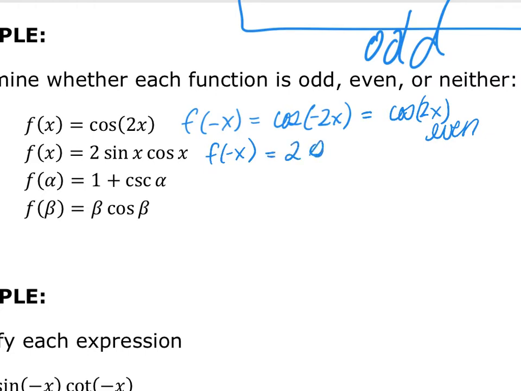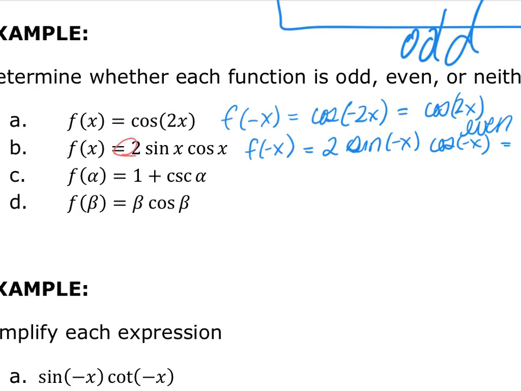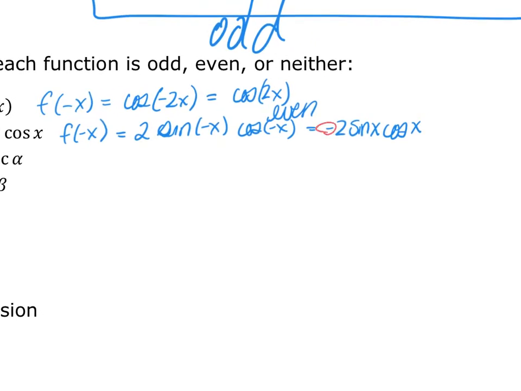Okay. The next one, again, I'm going to put in a negative x, and so I have 2, the sine of negative x, the cosine of negative x. Sine is an odd function, so that negative is actually going to come out as a multiplier. So it's going to be 2 times negative 1, so just negative 2, the sine x, and the cosine is even, so it's cosine x. So is this one odd or even? It is odd. I have 2 factors in one term, but I only have one term. I started out with a positive here, but when I got done, I ended up with a negative. So this one is odd.